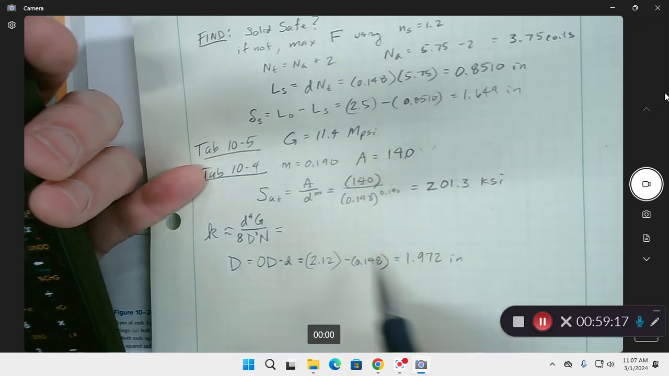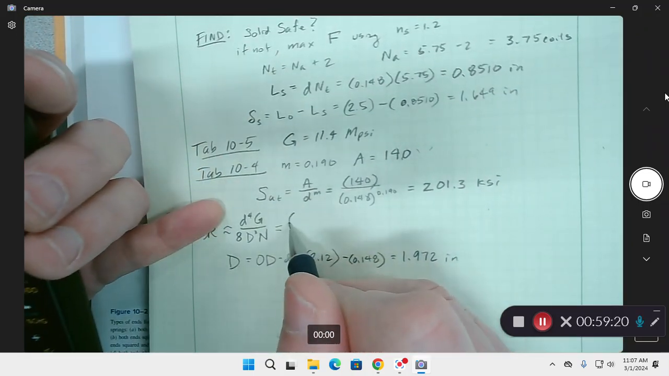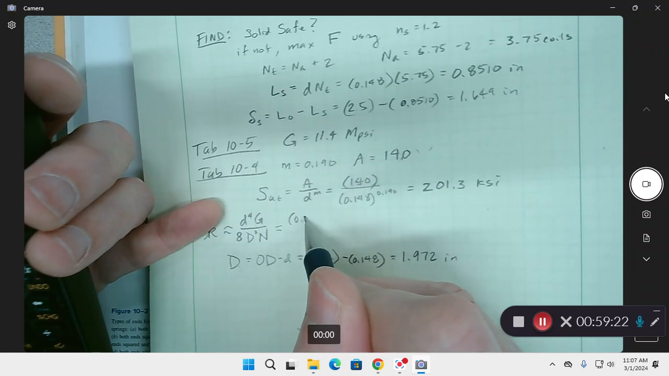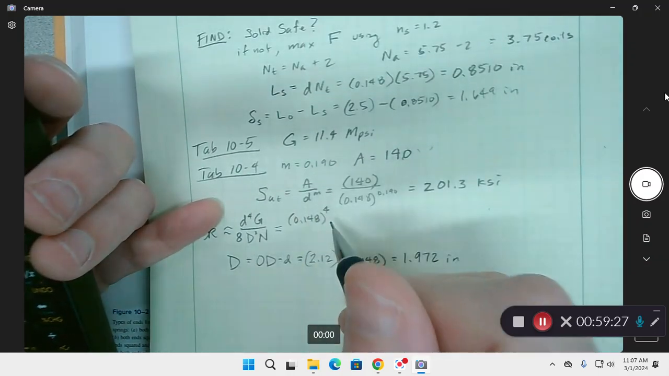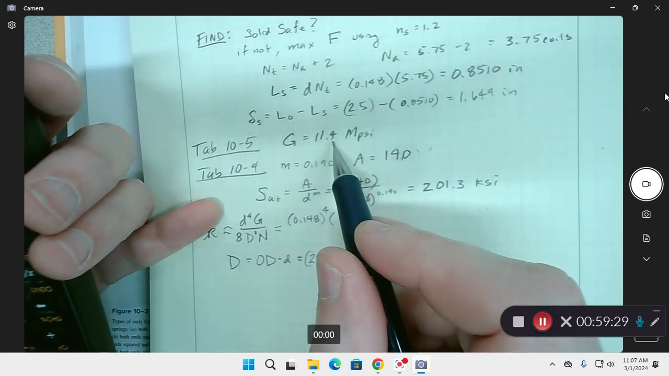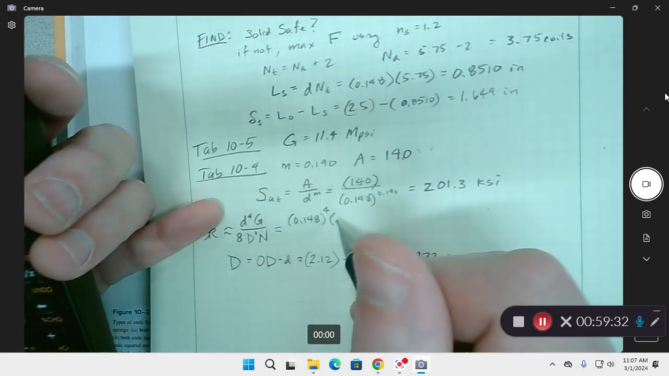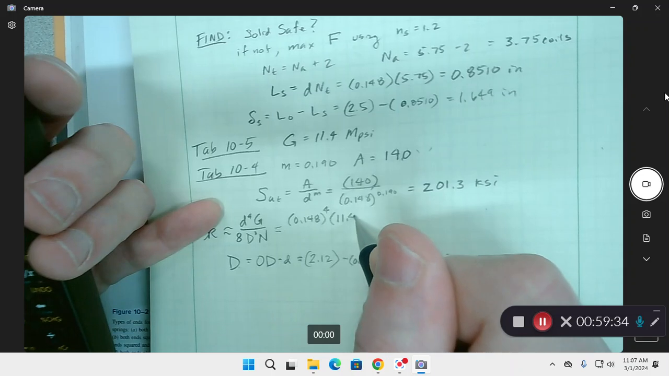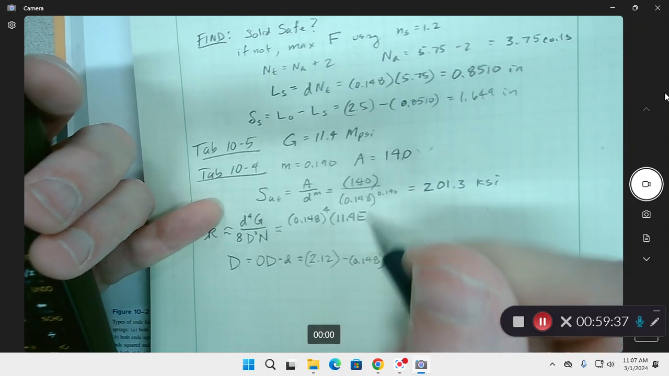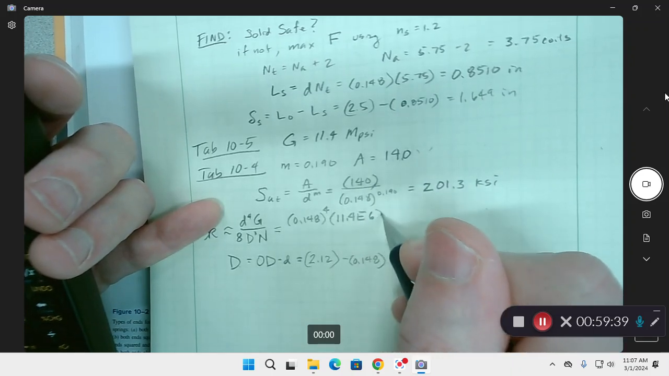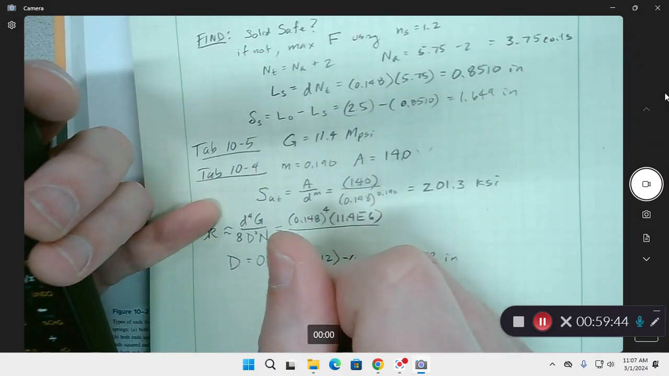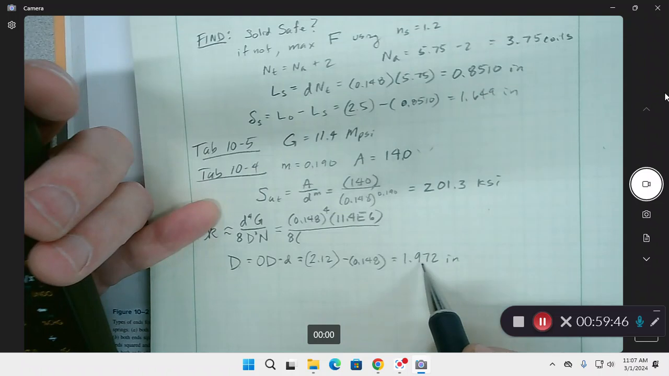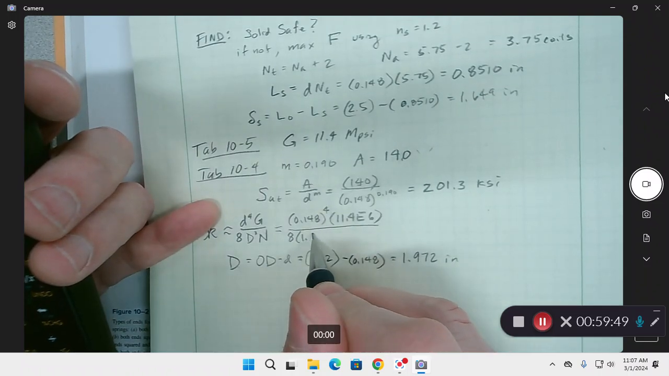0.972 inches. All right, so now we're armed and dangerous with enough information here. I'm going to make this go to the 4th, G. Remember that this is millions, so I'll put my E to the 6 right in there, 11.5, and then we put in the number that we just got, 1.972.